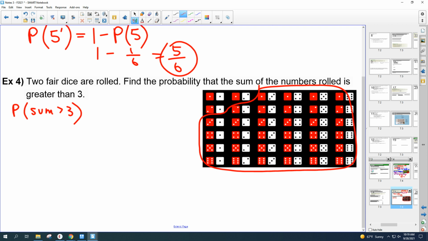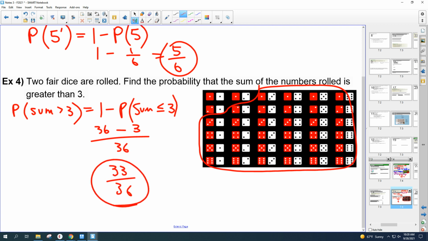You probably said, well, there's 3 not in the circle. 36 minus 3 is 33. You used the complement rule and didn't even think about it because you knew it was going to be 36 minus 3, which is 33. So the complement rule says it's 1 minus the probability of the sum being less than or equal to 3, or 36 minus 3 over the total. That's 33 over 36. So you probably did it indirectly without even meaning to.